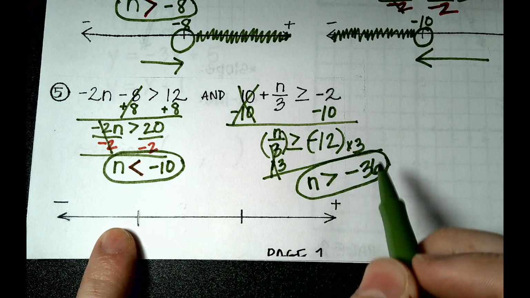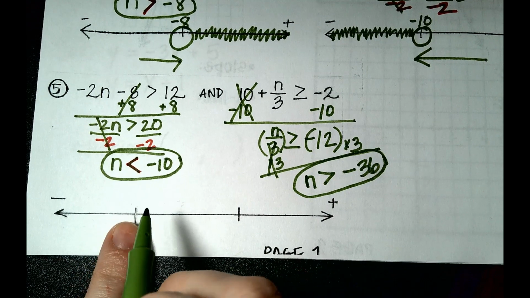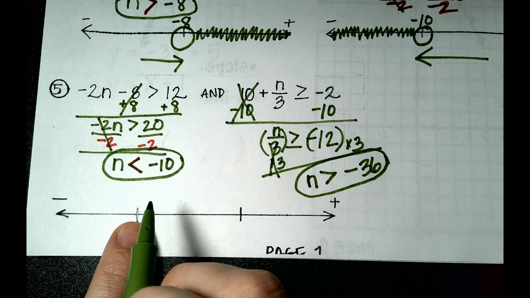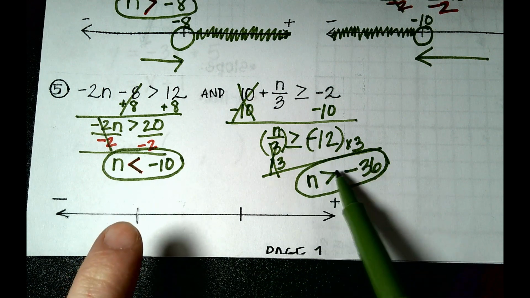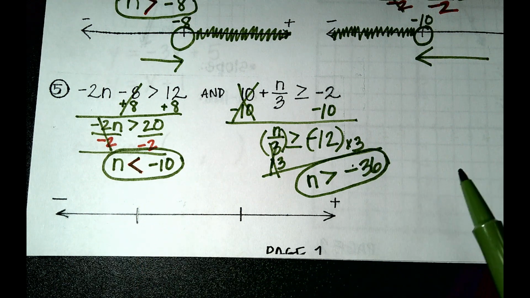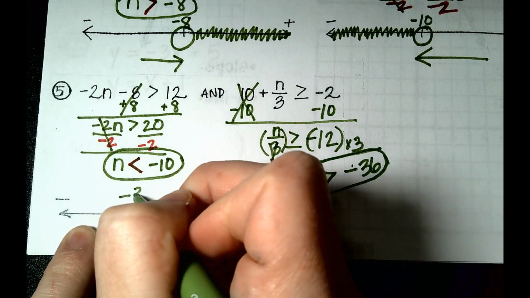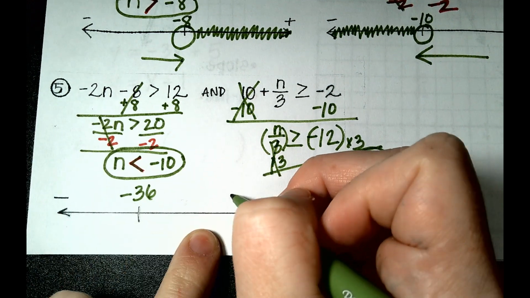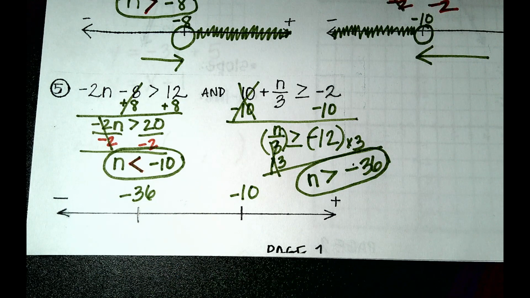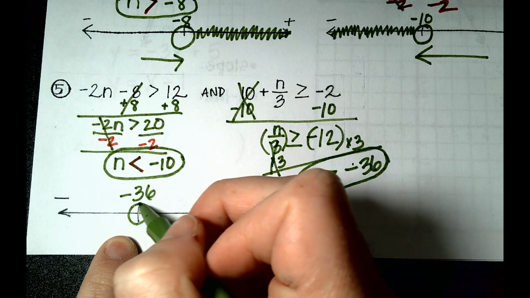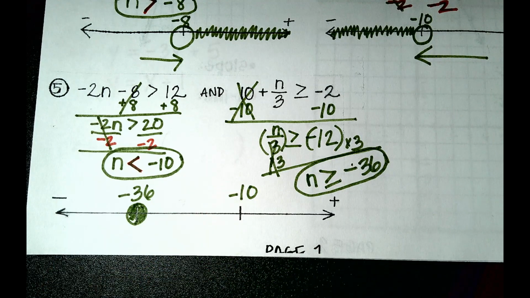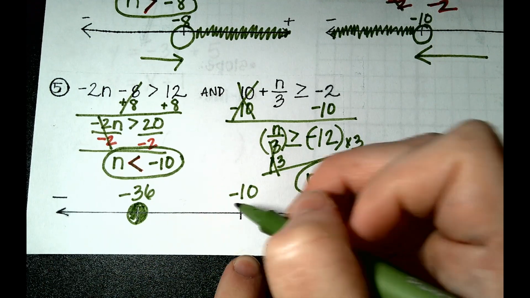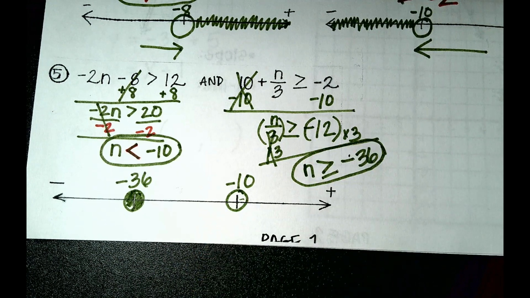Yes, -36 needs to go first. Why does that one go first? Is it bigger? It's actually smaller because technically it's a bigger negative, which does make it a smaller number. So you're right. -36 comes first, and then -10. Good. Circle it. And -10. Circle, leave it open.